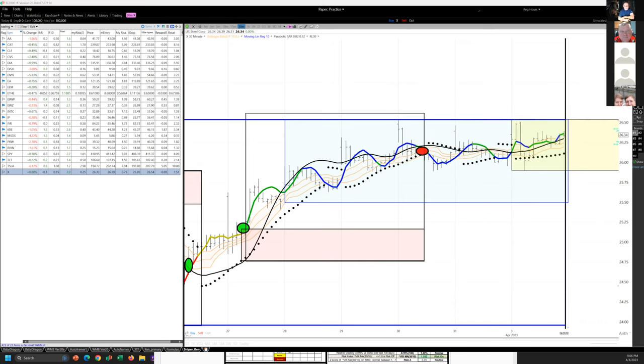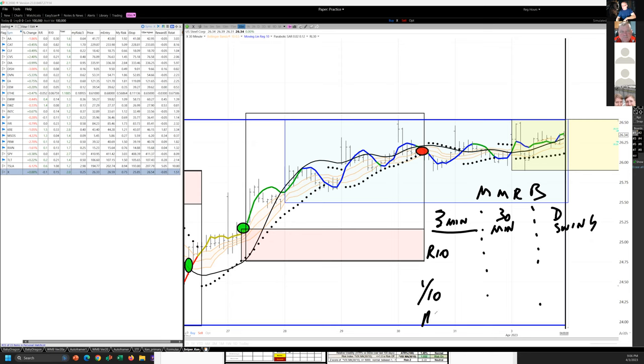So my brother asked me to refresh our memories on the difference between an MMRB on a 3-minute day trade, a 30-minute hybrid swing day, and then a daily swing. And this has to do a lot with whether or not you're looking at it on the gap. So what you're seeing on a 3-minute is the R10 MMRB, which is 1/10 of a range stat. And then on the 30-minute, you're looking at probably 3 times that, which is about a frog box, because there's about 3 frog boxes in a range stat.